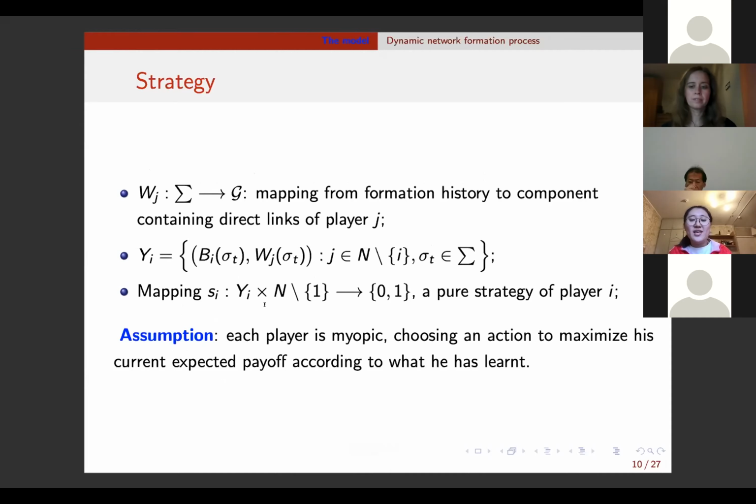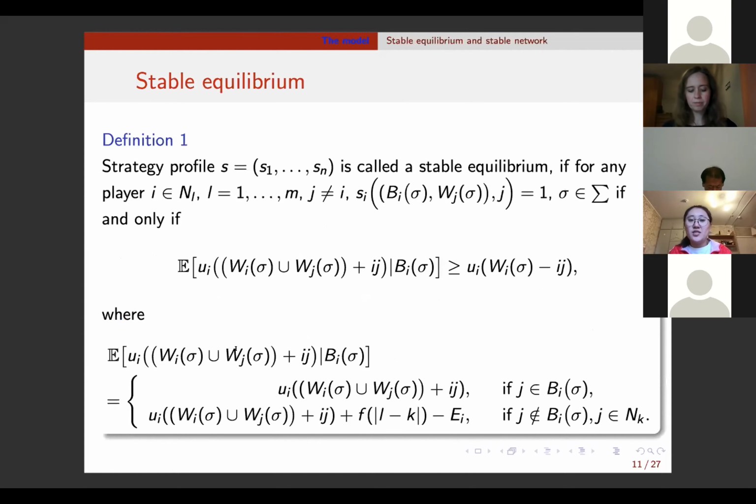So finally, we can define a pure strategy of player i in the game. It is a mapping s_i. The strategy of player i gives the action of player i for any player he meets and any updated information. Below, we will consider a very special case, a very special strategy. Under this strategy, each player will choose the action to maximize his current expected payoff according to his updated learning. These kinds of strategies compose a special equilibrium, which is called the stable equilibrium.